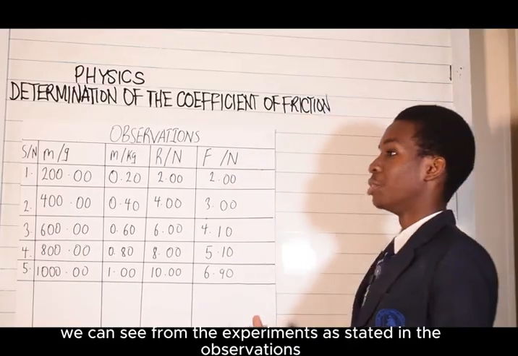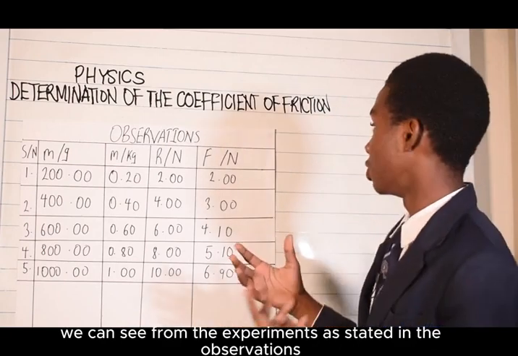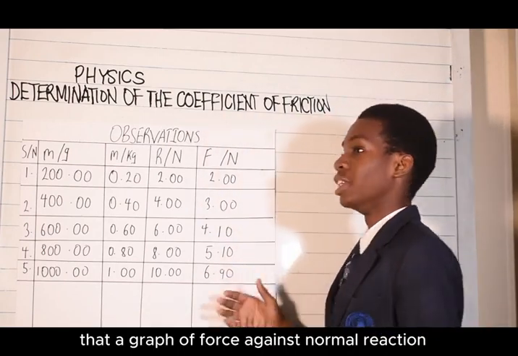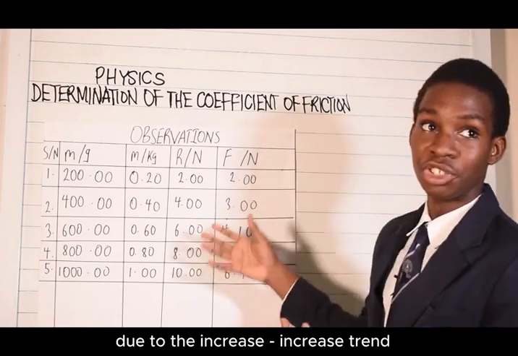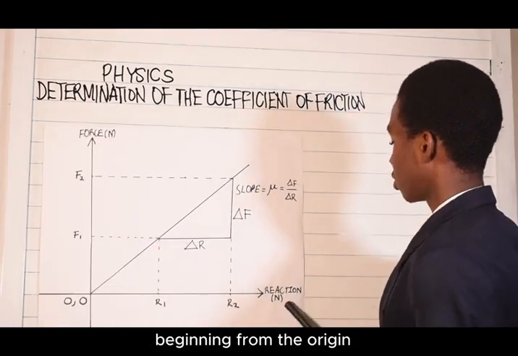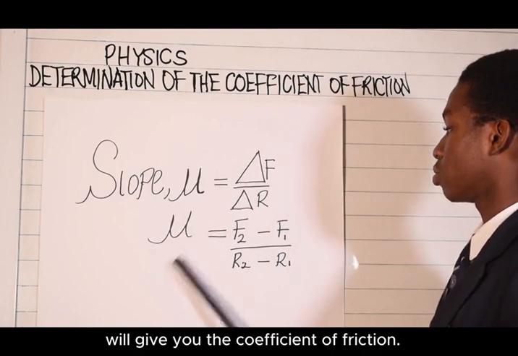In conclusion, we can see from the experiment as stated in observations that a graph of force against normal reaction due to the increasing trend will give a positive straight line graph beginning from the origin, and the slope of this graph will give you the coefficient of friction.